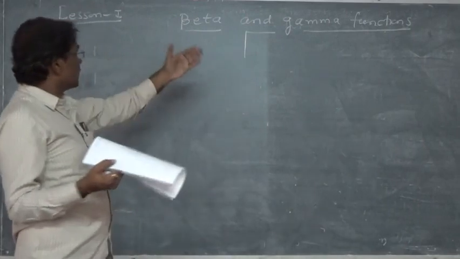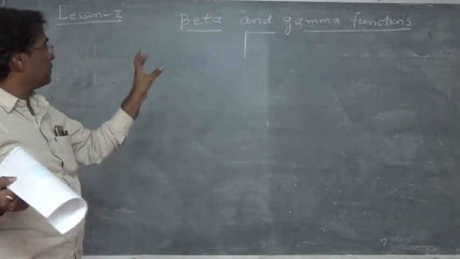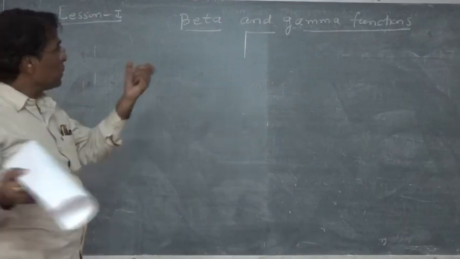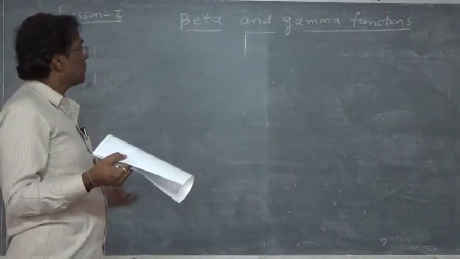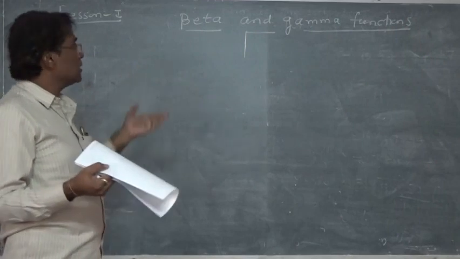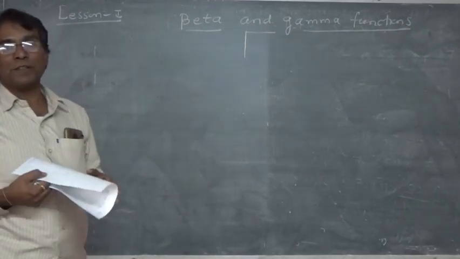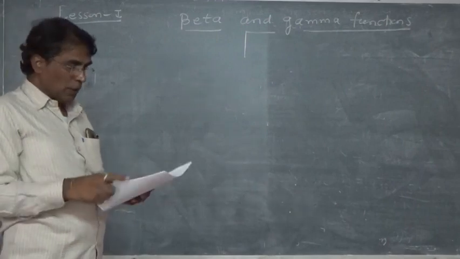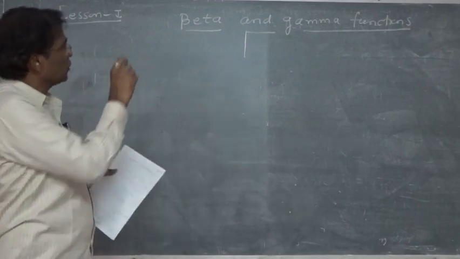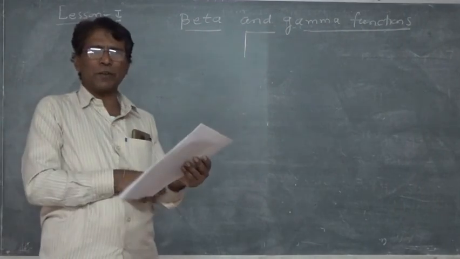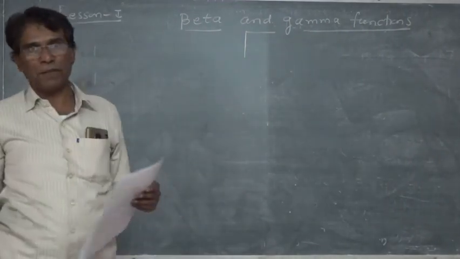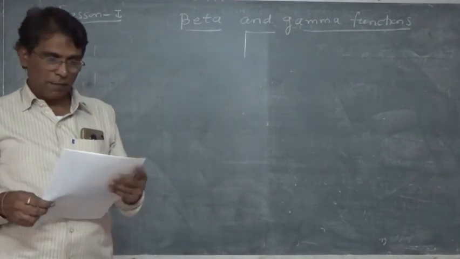Two improper integrals are there: one is the beta function, another is the gamma function. We will go into both the functions in detail. Learning these functions and their applications is very important in various engineering fields. So now we start, without going into details, as that is not needed at this stage. I will start directly with the gamma function.